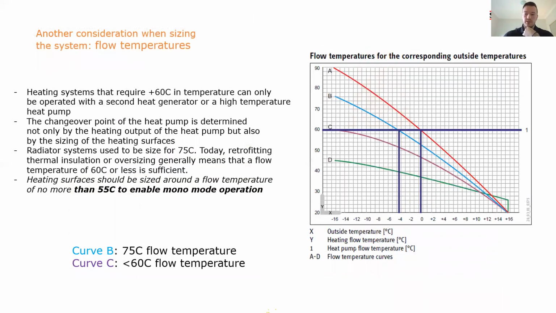Another important consideration to factor in is flow temperatures, and that's also a horse we keep flogging, I suppose. Our heat pumps can only produce 65 degrees in flow temperature. Ideally, that means that radiator systems are designed for 60 degrees flow, just because we have a little bit of energy loss between the heat pump and the radiators.